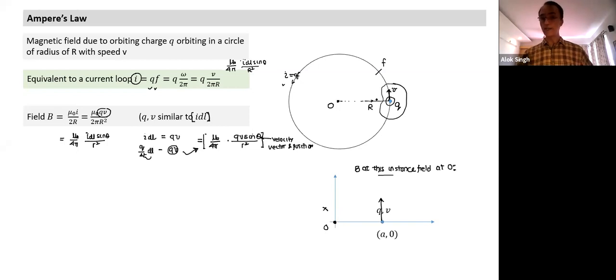See, here what is happening? It is changing direction. It is maintaining a steady one. But in this case, this angle will keep on changing, and the distance also will keep on changing. Here the distance is not changing because it's moving in a circular path. Here the distance will change. So it will be an instantaneous field.